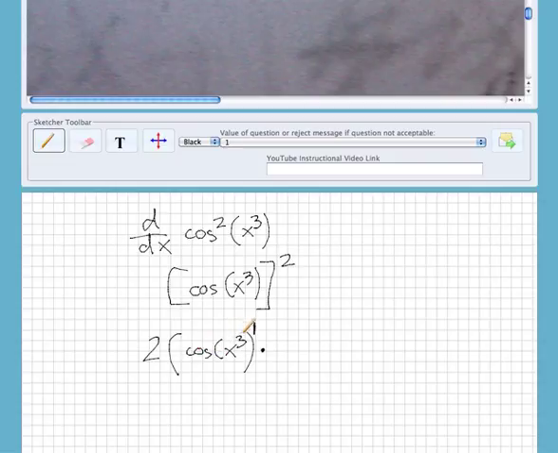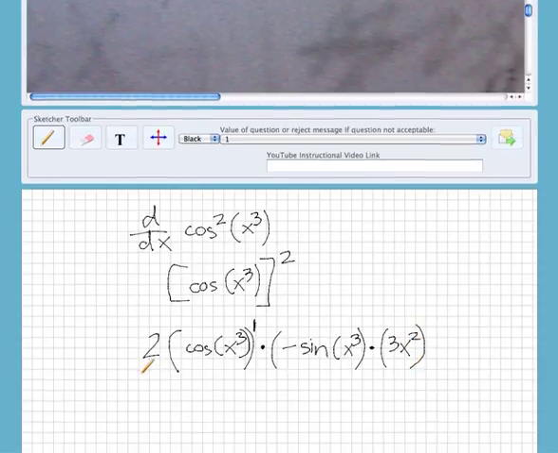So now we take the derivative, forgot the parentheses in here. Now we're going to do the derivative of the inner function, which is cosine of x cubed. The derivative of that is negative sine of x cubed. Okay, but there's a function within that function. There's an x cubed there still. So we have to do the chain rule again. So it's going to be the derivative of x cubed is 3x squared using the power rule.